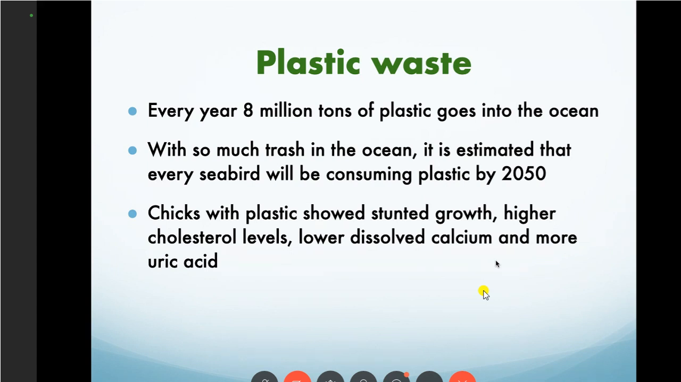But the stunted growth is actually a real problem. What actually happens is the chicks suddenly have less body mass. The length of their beaks, the size of their head, and the size of the wings are affected. And all these features are really, really important for seabirds. And if they don't grow properly, they will obviously not survive in a proper manner.